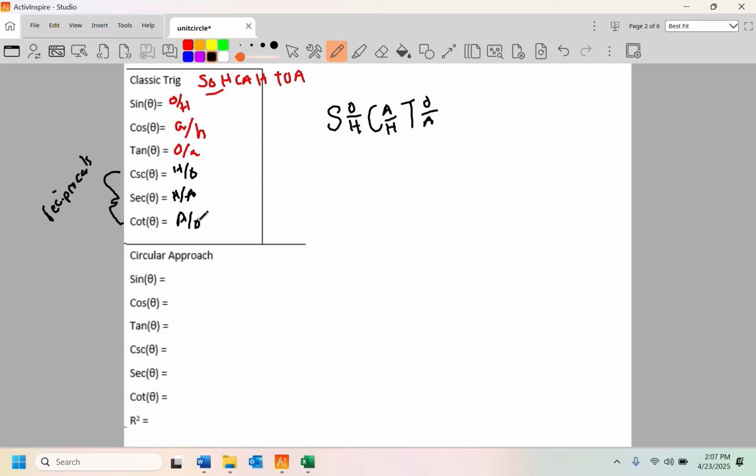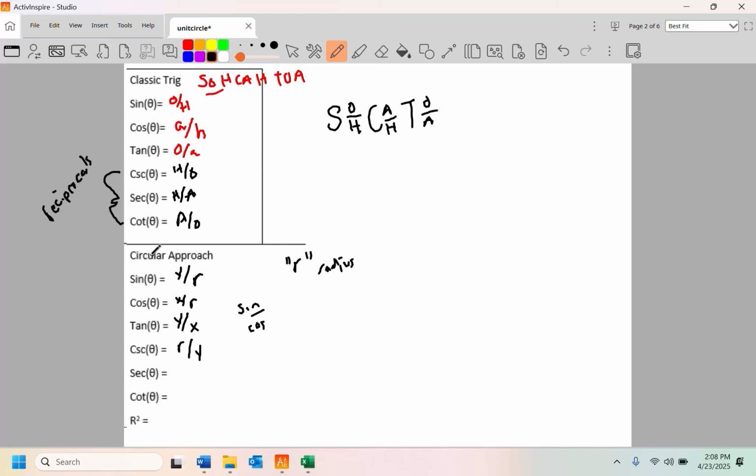Now we have a circular approach to trig. In the circular approach, when you're dealing with the circular nature of our trig functions, the sine ratio is the y value on the circle over the radius. This will make sense over the course of a couple days. The cosine ratio is the x coordinate over the radius. The tangent ratio is y over x. Tangent is also known as sine over cosine. Cosecant is the reciprocal of sine, the radius over y. And again, r here is radius.